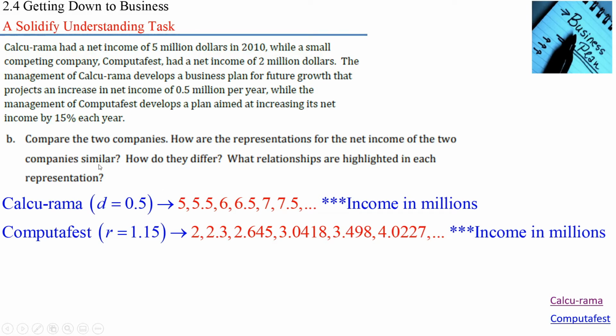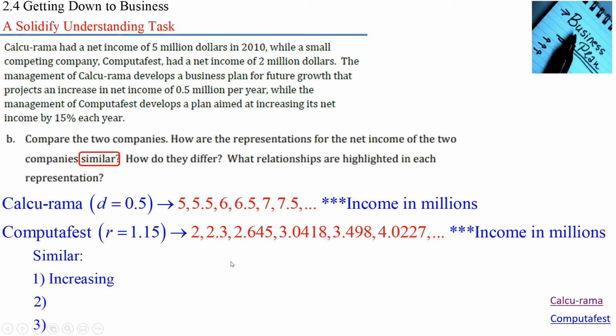So, what is similar about this data? Well, let's think about this a second. 5, 5.5, 6, 6.5, 7, 7.5. This data is increasing, and so is the data for the net income of ComputerFest. They are both increasing functions.